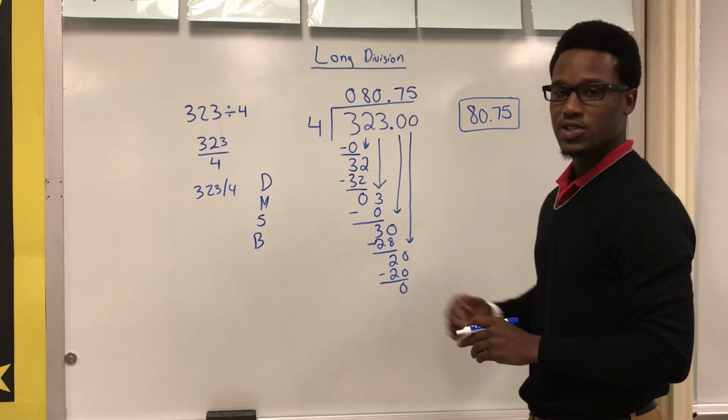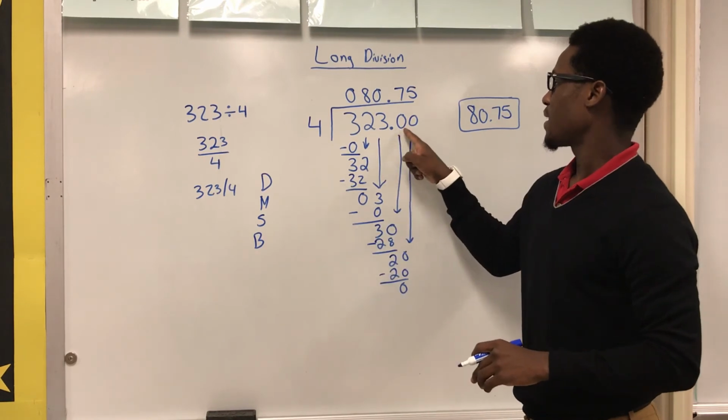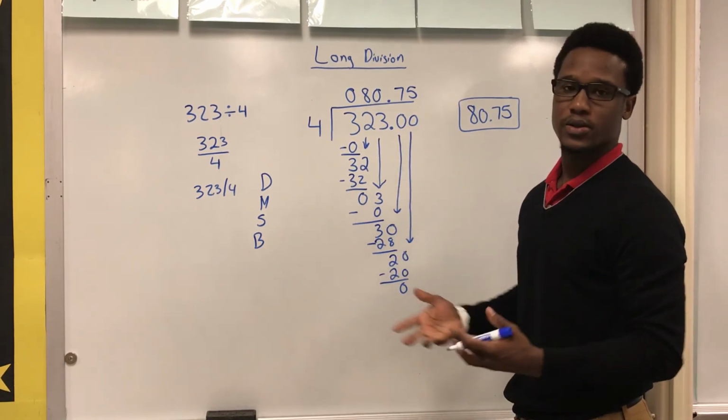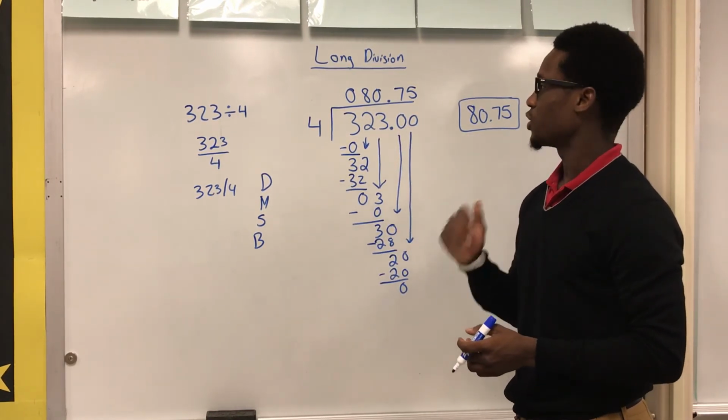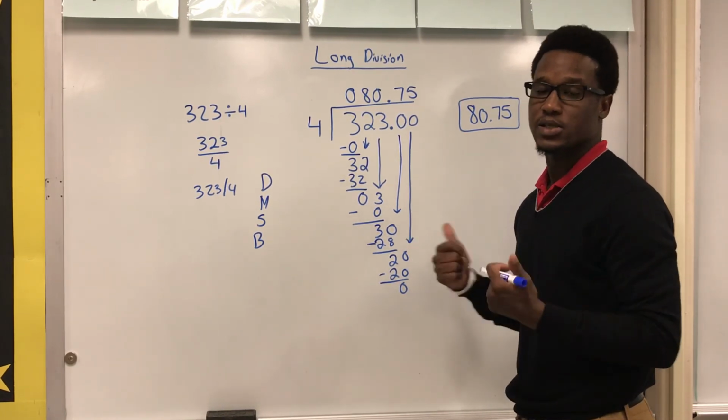Okay? As long as you can remember DMSB and to add those decimals and those zeros if you have a remainder, then you'll be good. The only other thing you need to work on to get this really fast is your math facts.